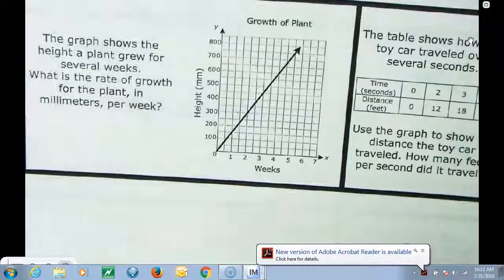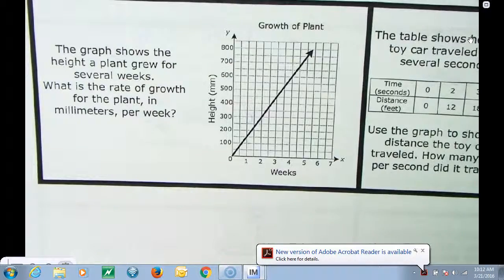Turn it over to the back. I'm going to read it. You're going to write down the answer. Do not say it out loud, please, until I ask for it.